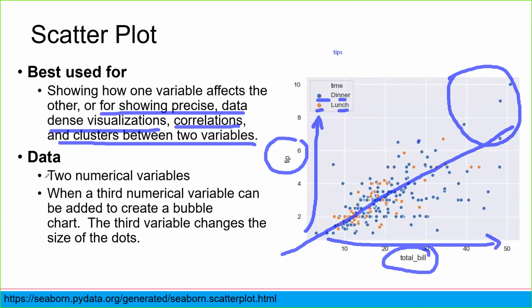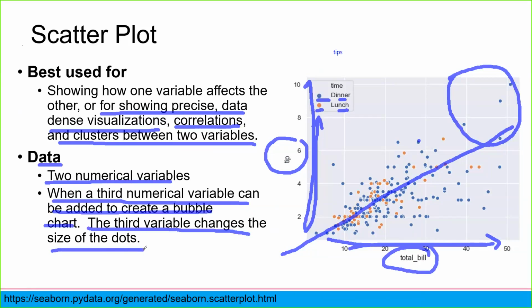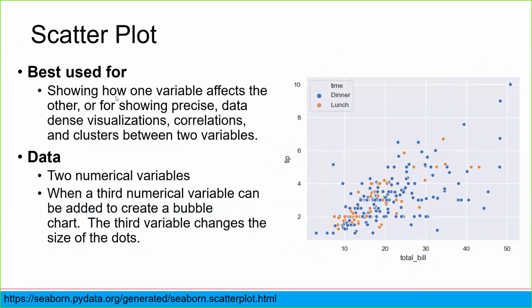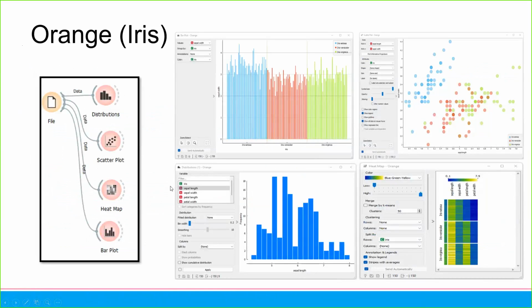What can we see from here? The data is two numerical variables. Bill, it is in US, so $10 or $20 or $30 and so on. And tips, this is also in dollars, $2, $4, $6 and so on. When a third numerical variable can be added, it will create a bubble chart. So the third variable changes the size of the dots. So what does it mean? Let's see in the audience.